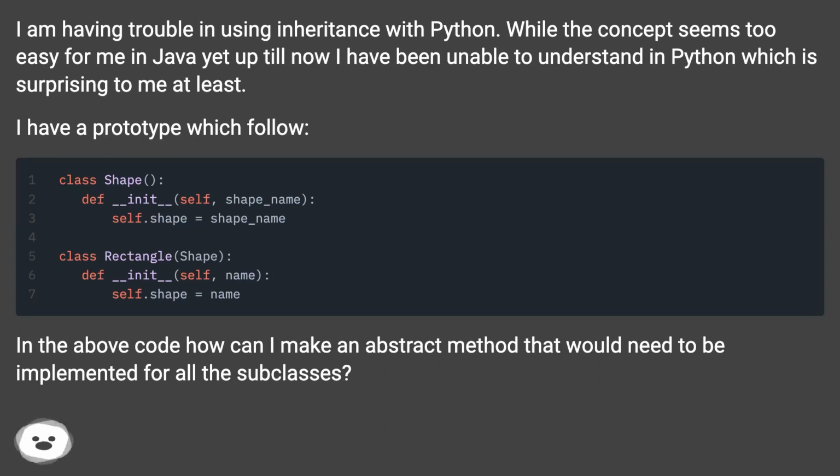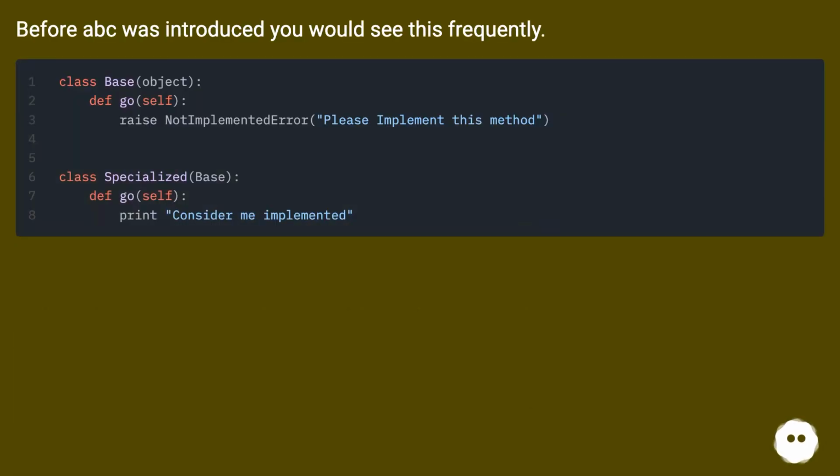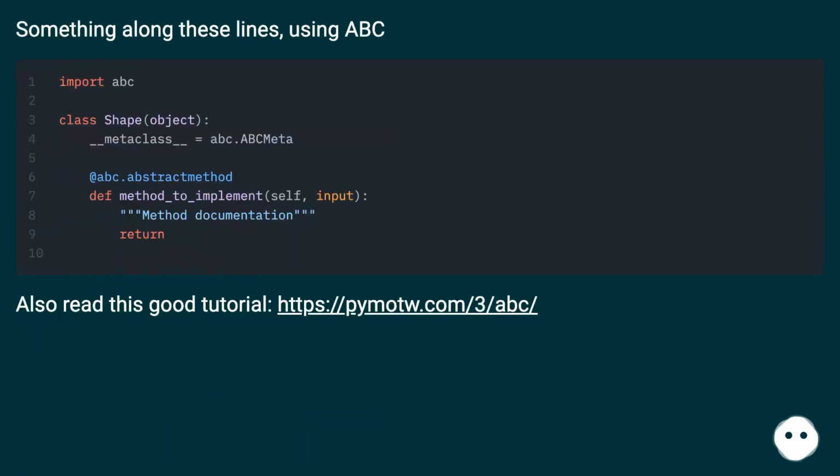In the above code, how can I make an abstract method that would need to be implemented for all the subclasses? Before ABC was introduced, you would see this frequently. Something along these lines, using ABC.